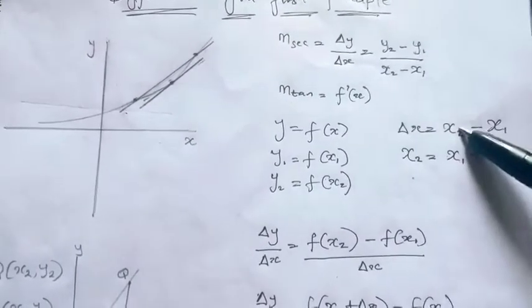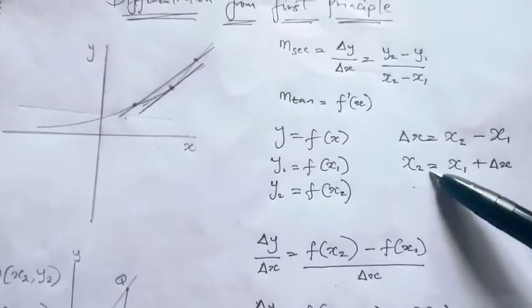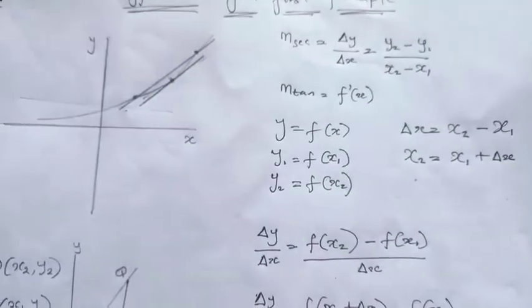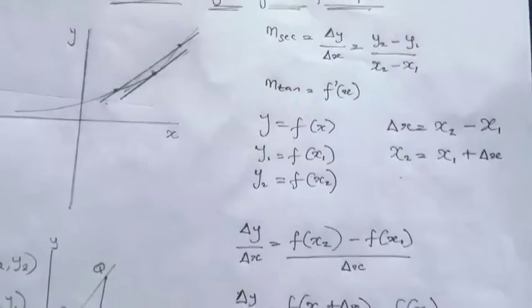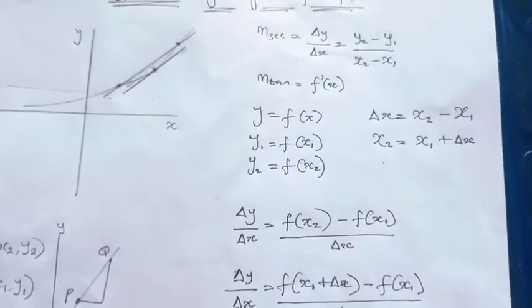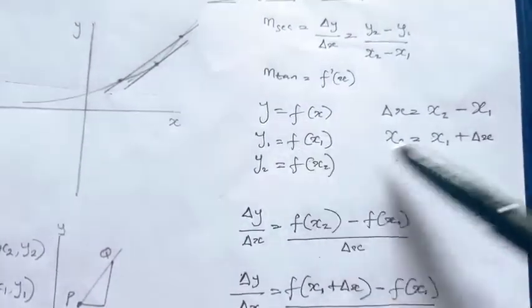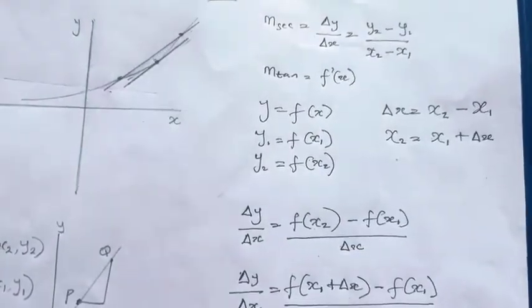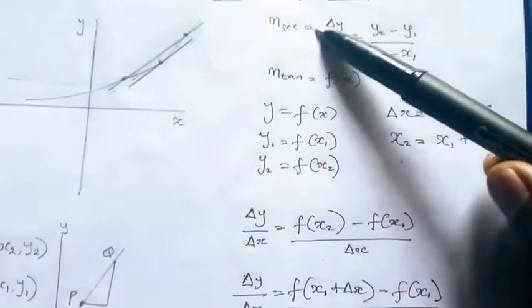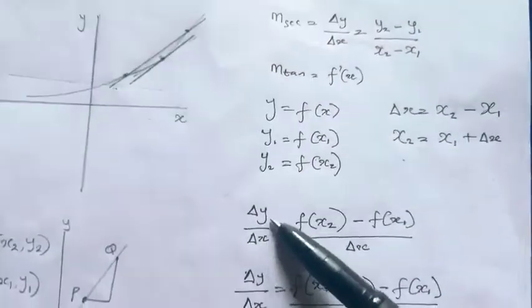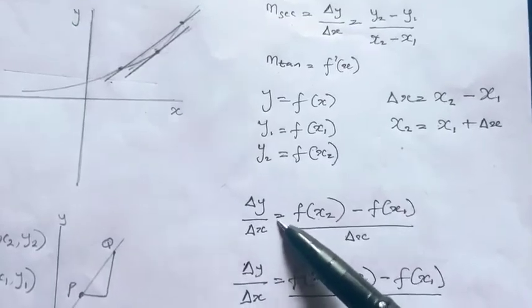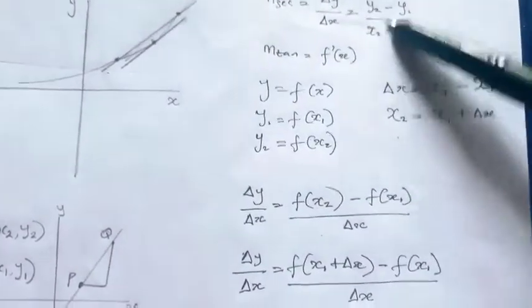I can rewrite it by making x2 the subject of the formula, and x2 will be equal to x1 plus the change in x. Now, this is what we got from this simple display of expressions that we have done here, because we know that from the secant slope here, the change in y divided by the change in x is equal to this particular expression.